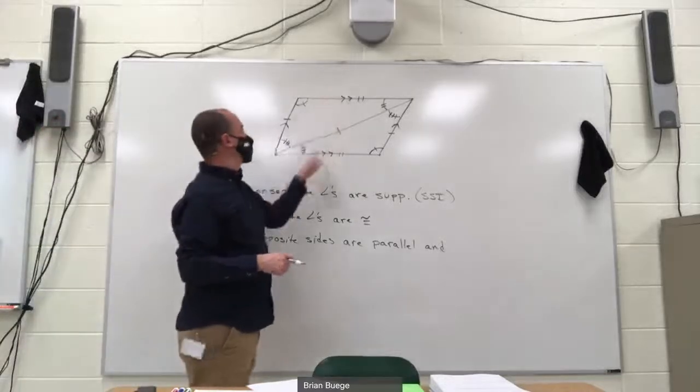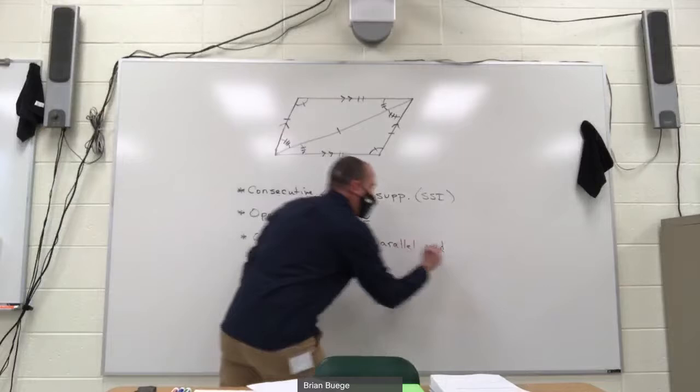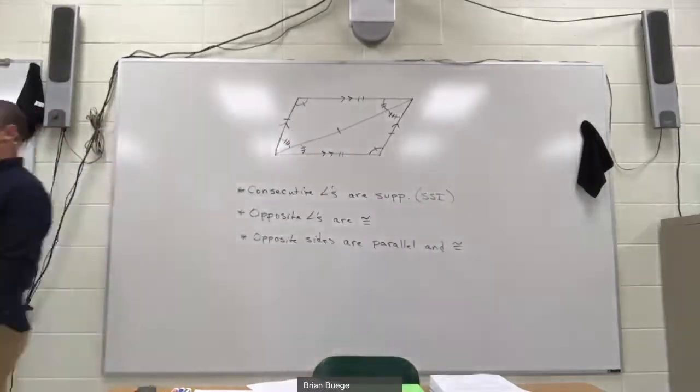Top and bottom have the same length. Left and right have the same length. Very similar to that of a rectangle, that idea. So not only are they parallel, they are also congruent to each other.